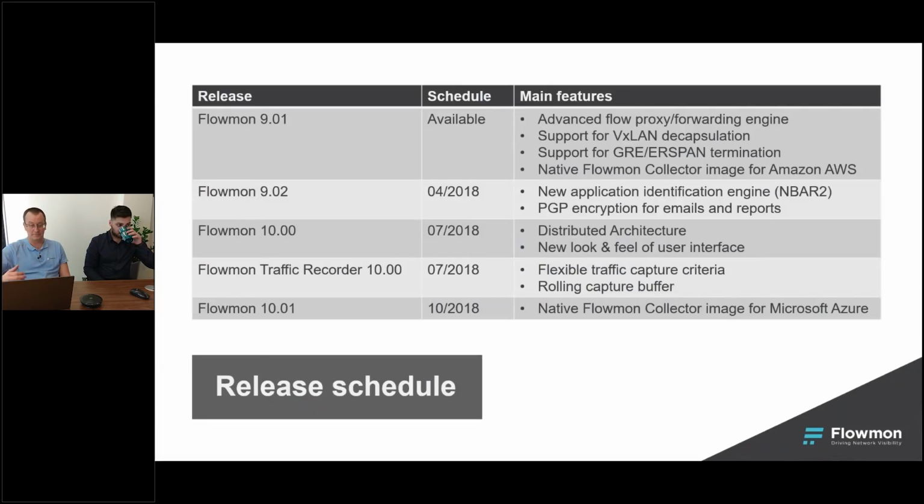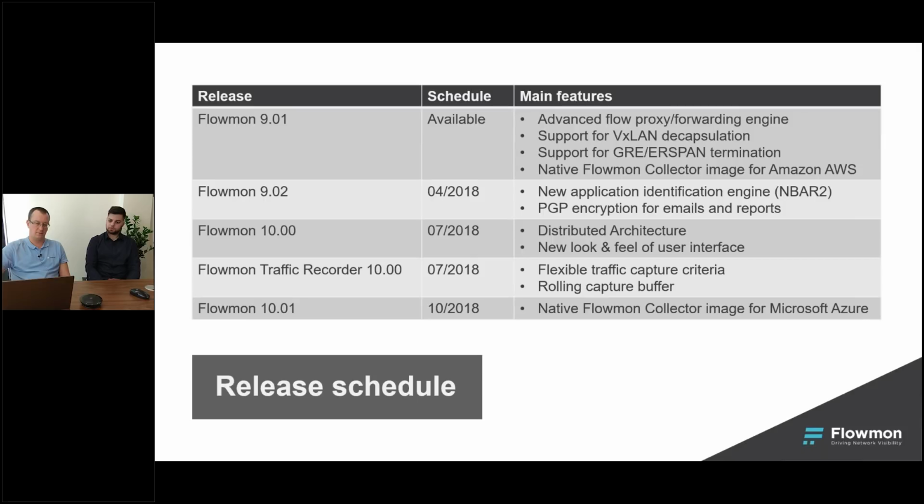And on this slide, you can see the release schedule. Latest available version is 9.1, where there are some of the features I mentioned to support cloud visibility, so VXLAN or termination of GRE tunnels. We also support Amazon deployment. So basically, we do have a native Amazon AMI image that you can deploy into AWS. This image is now under the certification process, and we expect to have this available soon on the AWS marketplace. So then Flowmon Collector will be available as other products that are publicly available on Amazon AWS.